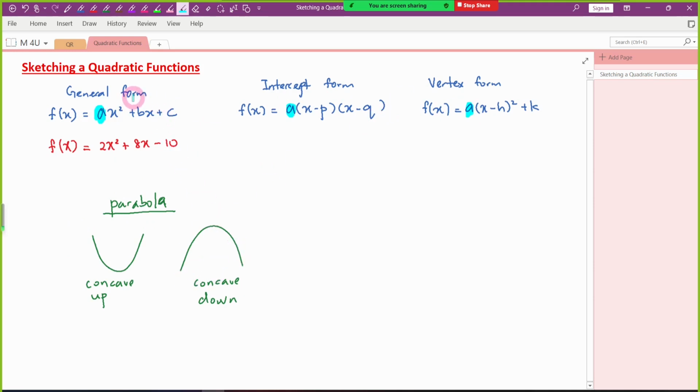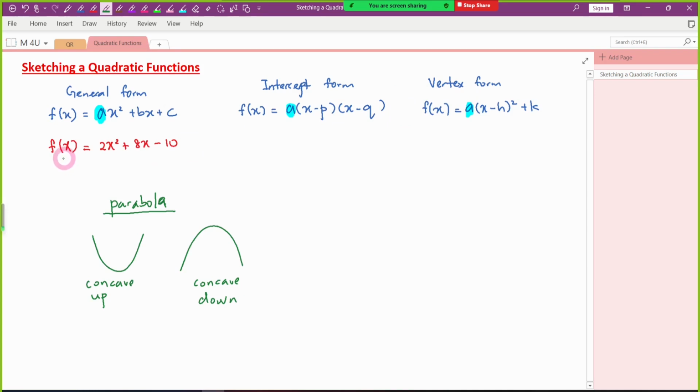Okay, so these are the three forms of quadratic function that you will normally see: general form, intercept form, and vertex form. We call this one as intercept form because just by looking at it, we will be able to get the x-intercept. This one we call it as vertex form because just by looking at it, you will know the coordinate of the vertex.